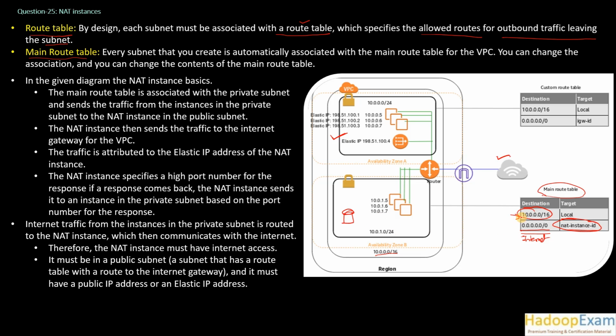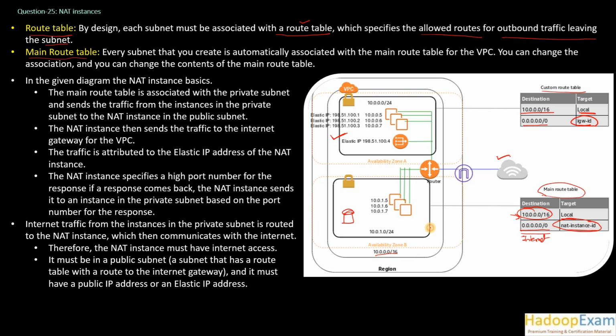So any traffic with this destination would go to the NAT instance ID, and on this subnet level we have created a custom route table. So what does it mean? Any traffic to 10.0.0.0/16 again is local traffic, so it goes to the local VPC only, but any traffic which is destined to 0.0.0.0/0 should go to the internet gateway, meaning the internet. So what does it mean?